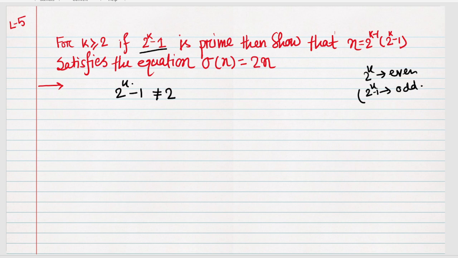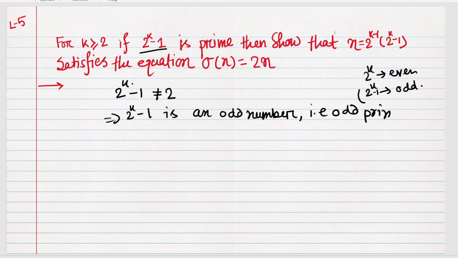not equal to 2. That is, 2^k minus 1 is an odd number, that means it must be an odd prime. So now we have n equals 2^(k-1) times p. So according to us, now sigma(n) equals sigma of 2^(k-1) times p.